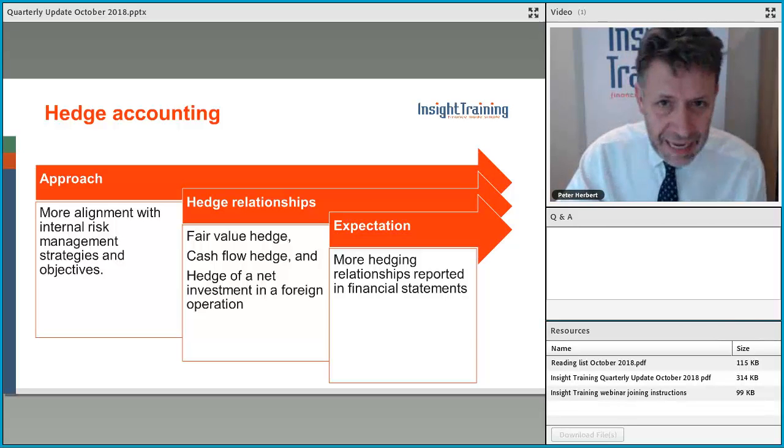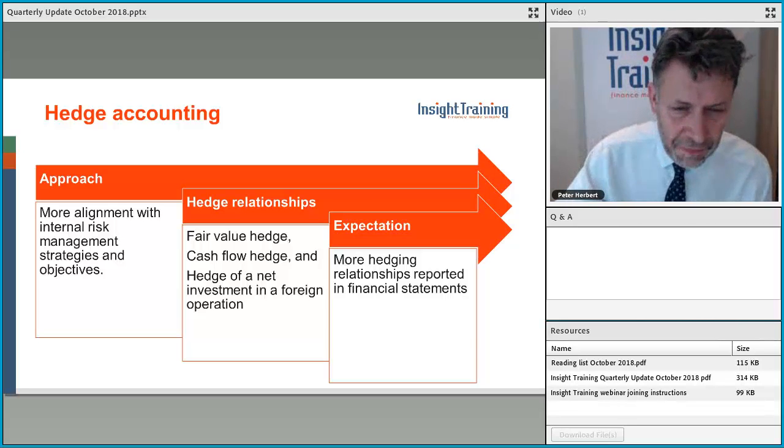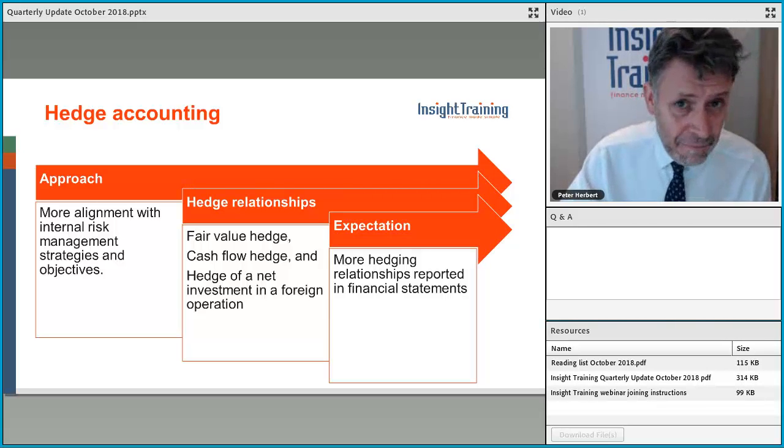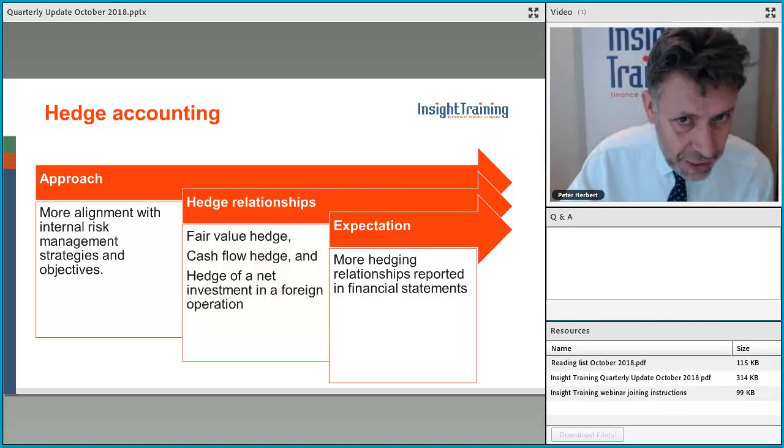Last area here, hedge accounting. Let me just remind you of the fundamental of the way it works. So under IFRS, for many a long year, where an entity uses derivative instruments, for example, to hedge against risk, the ones I always think about are things like forward currency contracts and interest rate swaps, you're required to account for those at fair value on the balance sheet.